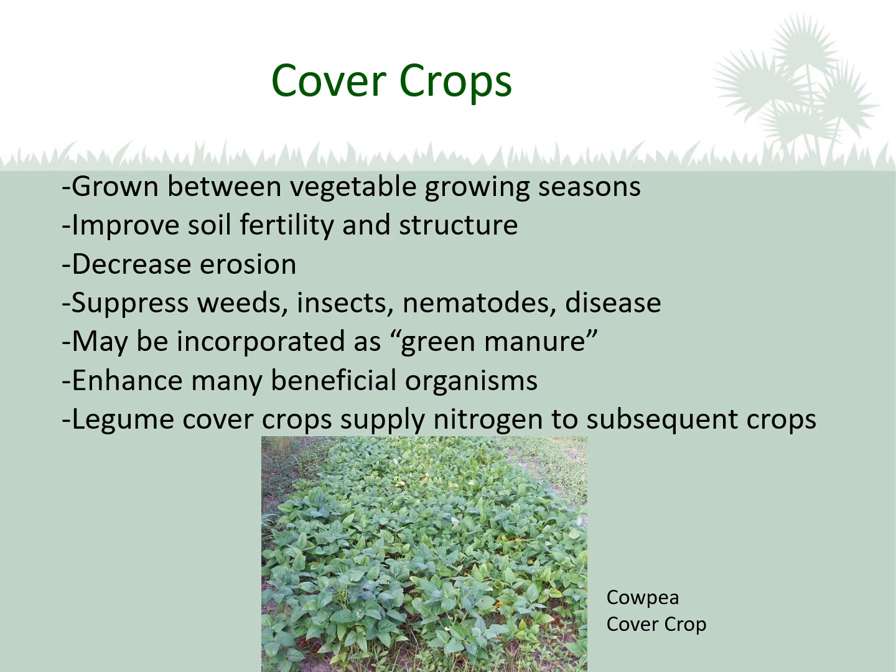Let's look at cover crops for a second. Cover crops are grown between vegetable growing seasons. So you harvest, you plant a cover crop, and you leave it in place until the next planting. They improve soil fertility and structure. They decrease erosion. They suppress weeds, insects, nematodes, and disease. They may be incorporated as green manure, so you till them into the soil. You enhance many beneficial organisms, and legume cover crops actually also supply nitrogen to subsequent crops because of the nitrogen-fixing bacteria associated with their roots. And here we're looking at a cover crop of cowpea.